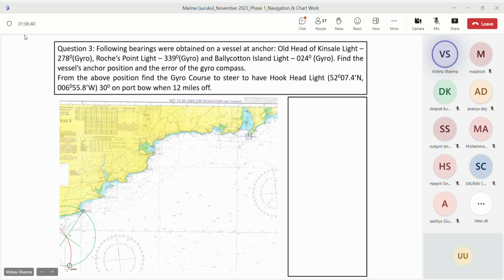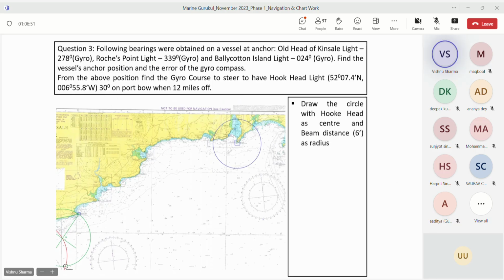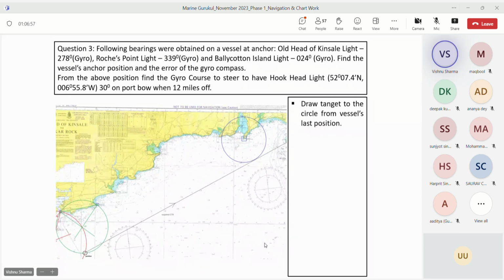Here is the plot. In this question, range is 12 miles, theta is 30 degrees on port bow. So beam distance is 6 miles. You draw a circle. Now you can draw two tangents. Obviously, you will not draw both. Since it's on port side, you will draw this tangent.